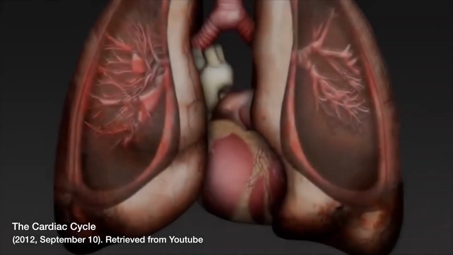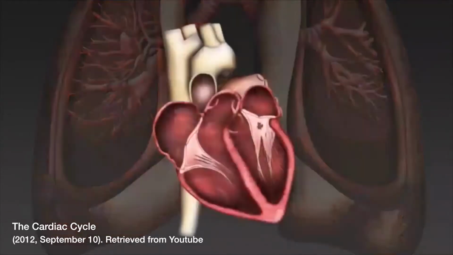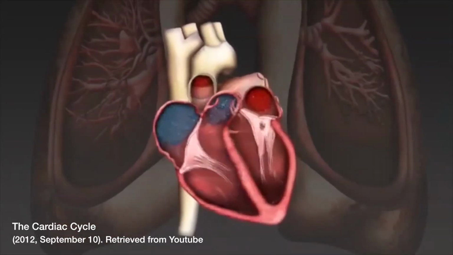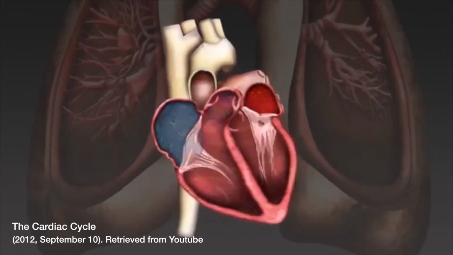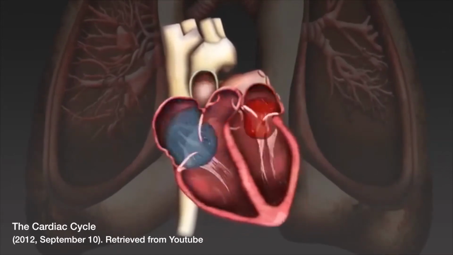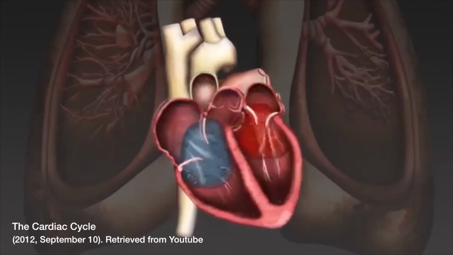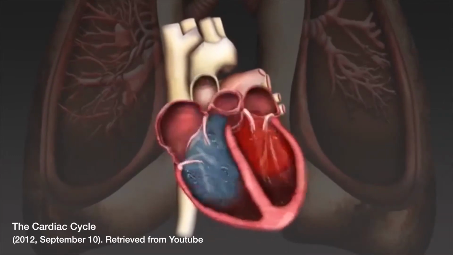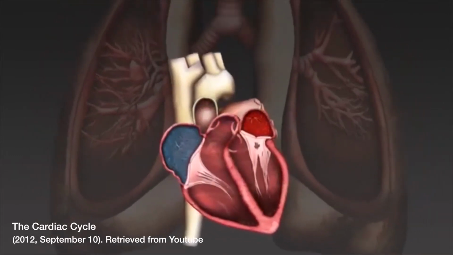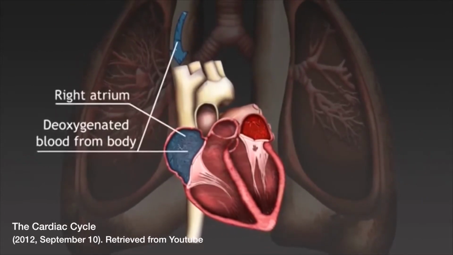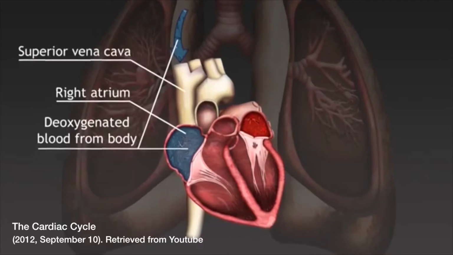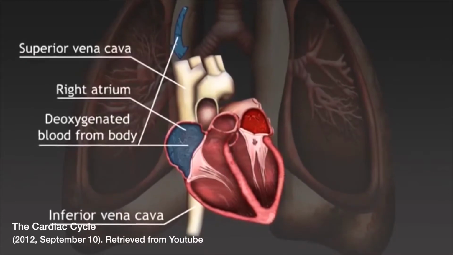This animation illustrates a single cardiac cycle, starting with the right side of the heart. In reality, of course, the 2 sides of the heart work together at the same time, but it is easier to understand if we look at them separately, because each side of the heart has a different function. The cardiac cycle begins as deoxygenated blood flows from the body into the right atrium via the superior vena cava and inferior vena cava.